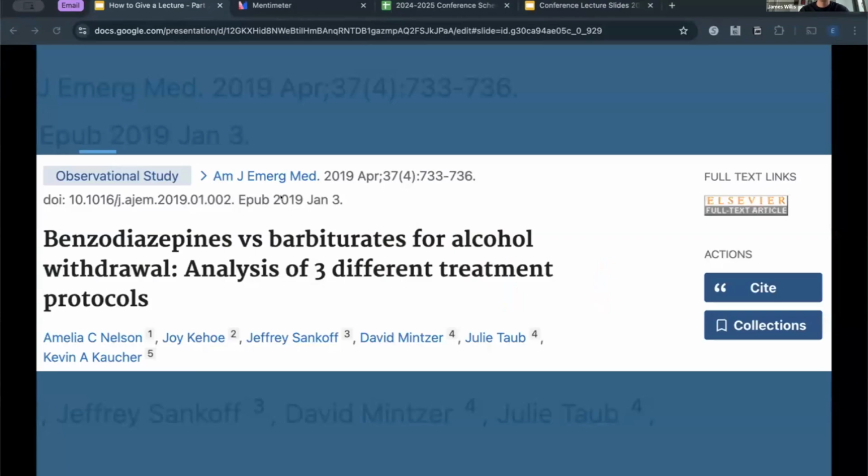Whereas there have been recent studies, not the greatest literature, but more coming out, describing the use of phenobarbital instead of benzodiazepines at a dose of 130 to 260 or 10 mg per kg that decreases ICU admissions, decreases hospital length of stay, and decreases the amount of benzodiazepine use.